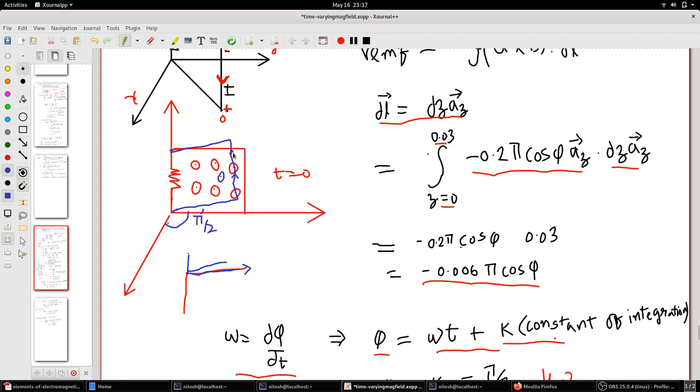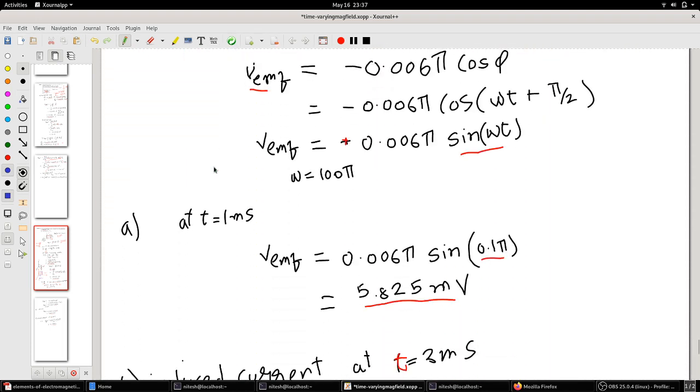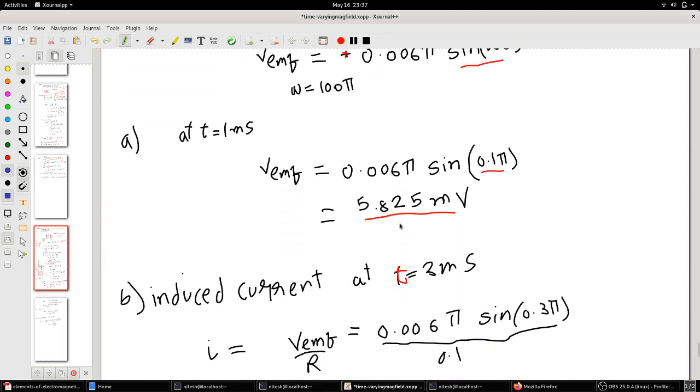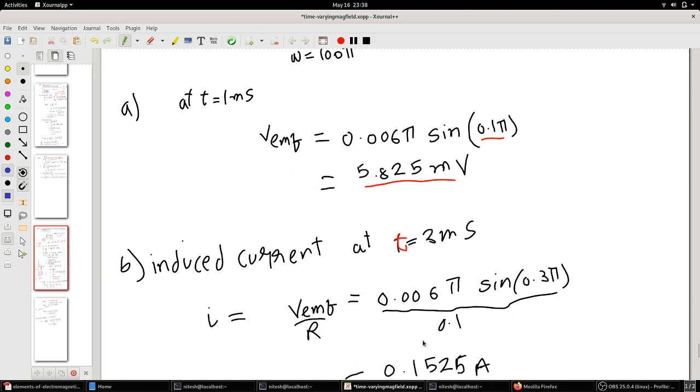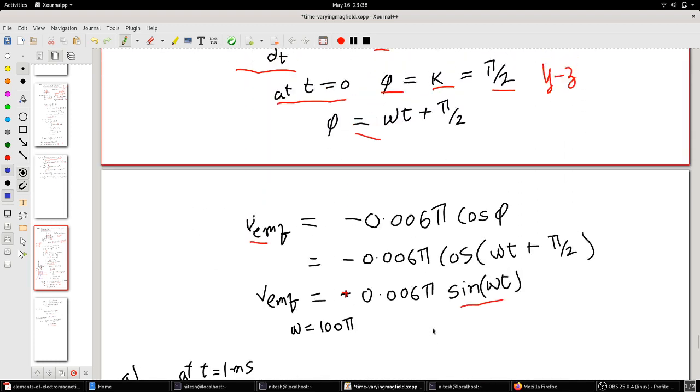Now when I is in this direction, your VEMF will be plus and minus. So that's how you get the value here. If you see this, VEMF is positive here, and the I across this is 0.1525 amperes.